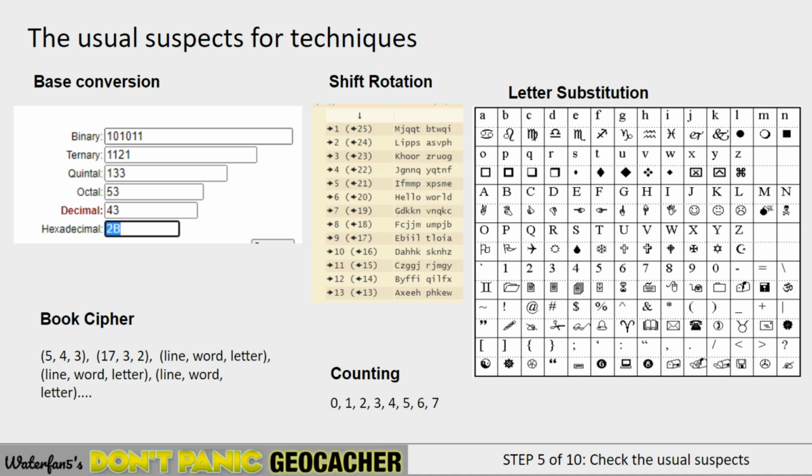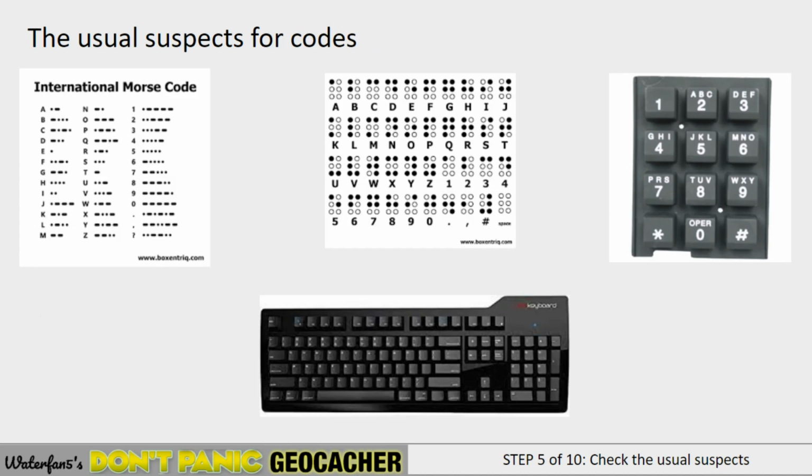So for you, it's important to make sure you familiarize yourself with those techniques and know how to do them and how to solve each one of them, since they're so frequently used. The same with codes. There's hundreds of codes, and I will show you literally hundreds of them in this video. But 4 very popular ones are Morse code, Braille, a keypad or phone cipher, or, slightly reversed, a keyboard cipher, meaning that the keyboard itself is used to give you a code.